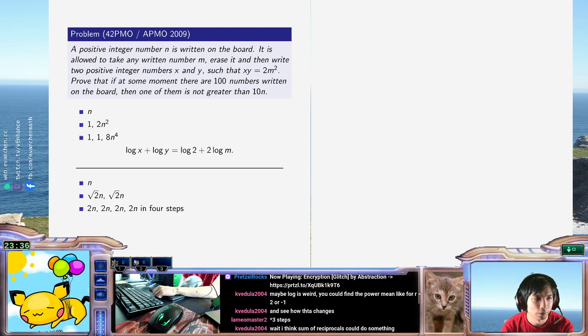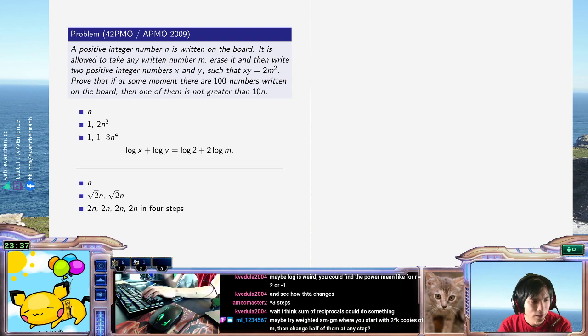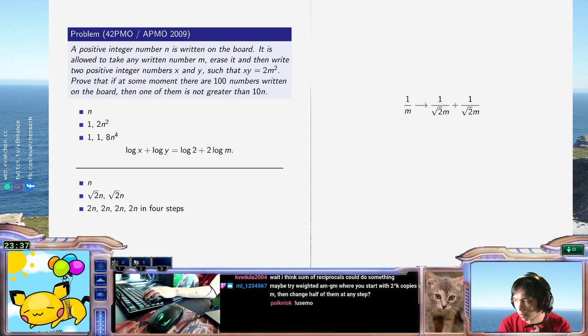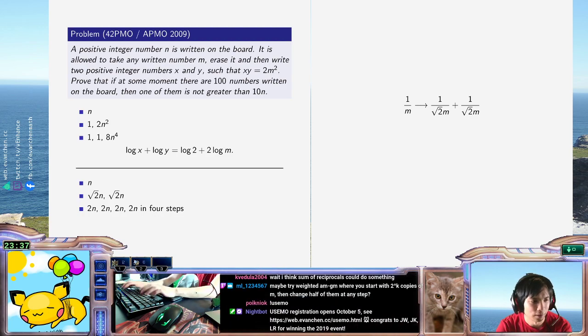The sum of the reciprocals. Okay, if I look at the sum of reciprocals, 1 over x plus 1 over y. Originally we had 1 over m, and you change to... well, in the equality case, we think it's like 1 over root 2m plus 1 over root 2m. Actually... Do I look at the sum of... hang on. Sum of 1 over r squared.